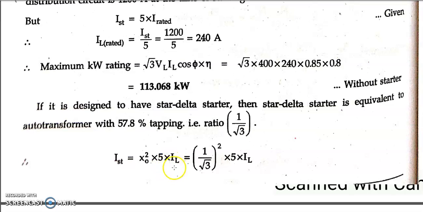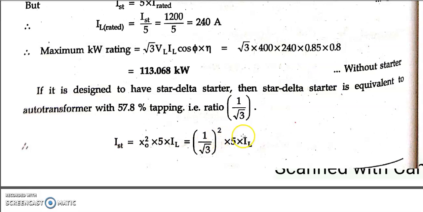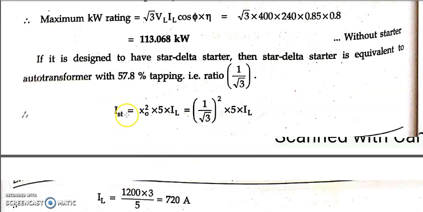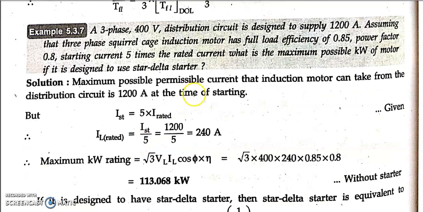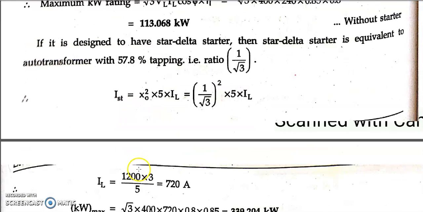Now since I'm making use of a star delta starter, I'm not substituting the earlier IL rated here. It would be wrong if I do so. So I'm going to substitute x equal to 1 by root 3, as it is a star delta starter. So 1 by root 3 squared, 5 times of IL. But we know that the starting current would always be fixed, whether you use the star delta starter or not. This is going to limit the starting current, right? So I'm going to calculate IL rated here by using the star delta starter. So I start I'm going to substitute as 1200, which is already given in the problem. Yes, 1200 amperes I have substituted here, and similarly the remaining things.